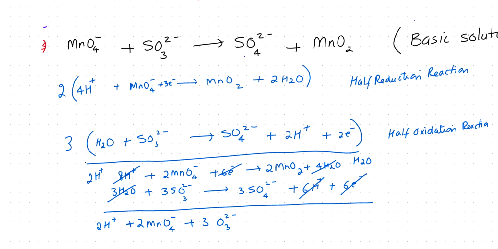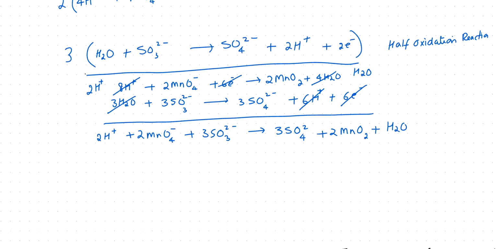So 2H+ plus 2MnO4 negative plus 3SO3 2- gives 3SO4 2- plus 2MnO2 plus water molecule H2O. So this equation is balanced in acidic solution. Now let's balance it in basic solution. We add whatever number of H+, the same number of OH negative on the left side and right side. So on the left side we add 2 OH negative hydroxide ions, and on the right side we add 2 OH negative.